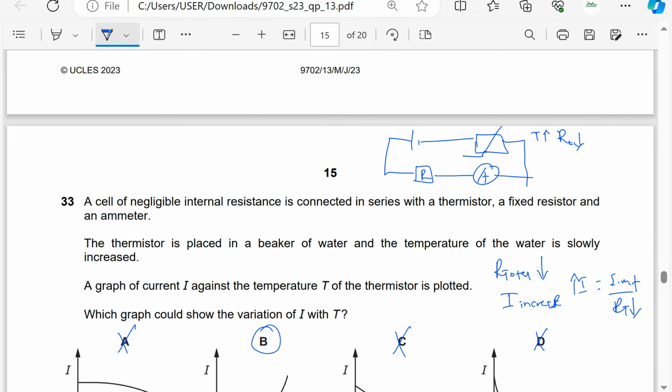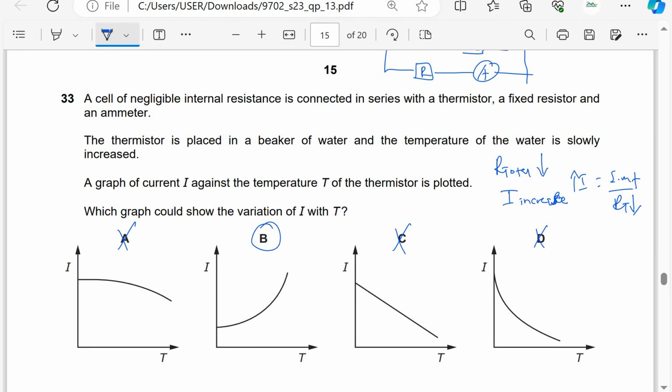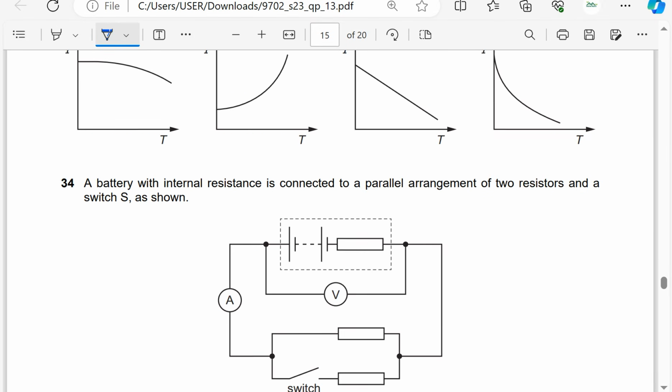As temperature increases for a thermistor, its resistance decreases because it's called a negative temperature coefficient thermistor. So its resistance decreases. And as resistance decreases, total current in the circuit increases. If the total current in the circuit increases, then we should look for a graph which has increasing current, and that is going to be B.